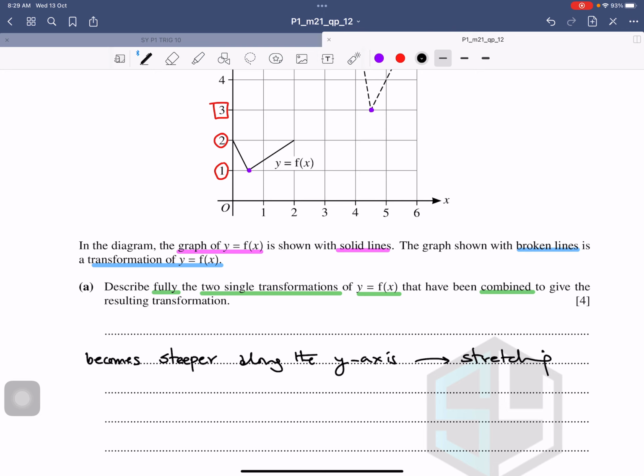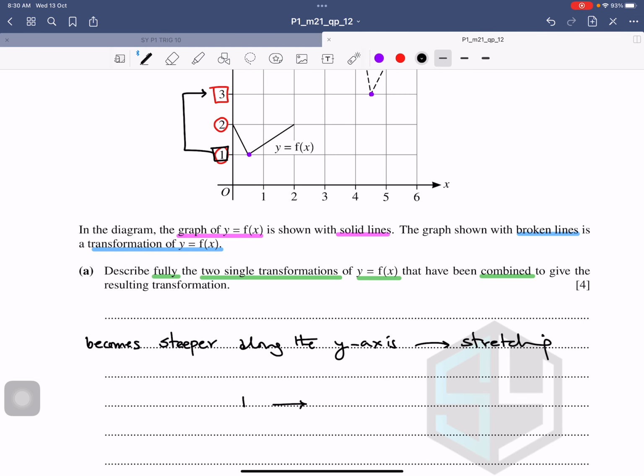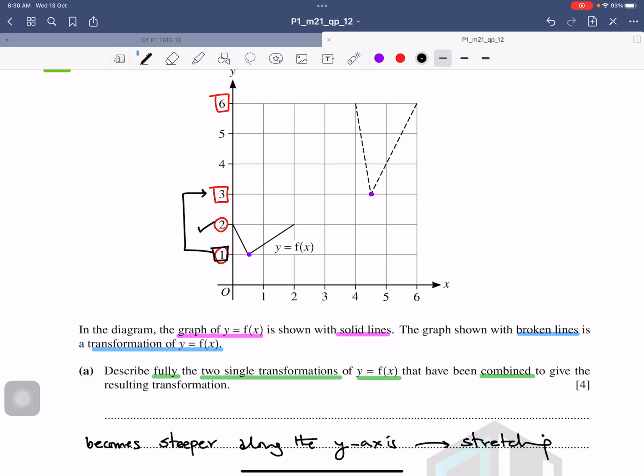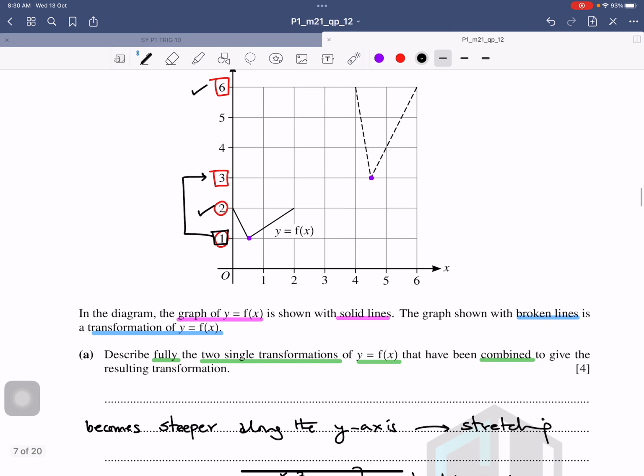How can I double check? The y coordinate 1 became 3. The y coordinate 2 became 6. That means it's being multiplied by a factor of 3. So technically this is a stretch along y-axis, and the stretch factor is 3. That is the first thing that I've noticed.